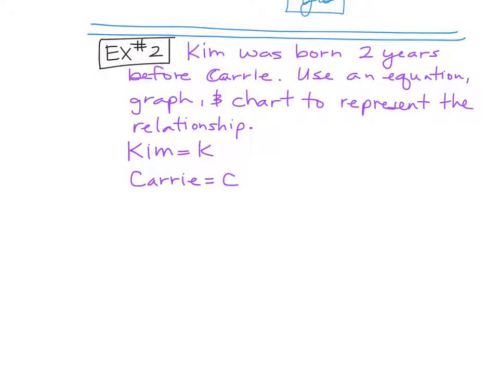And then here's what I need you to think about before you set up your chart. It says Kim was born 2 years before Carrie. So who's older? Kim is older, okay, which means her number of years is going to be higher. So I'm going to make Carrie my X and Kim my Y on my chart. It's not wrong if you do it the other way. I just think it will make more sense in the end, okay? So this is going to be Carrie, she's my X value, and this is going to be Kim, she's my Y value.